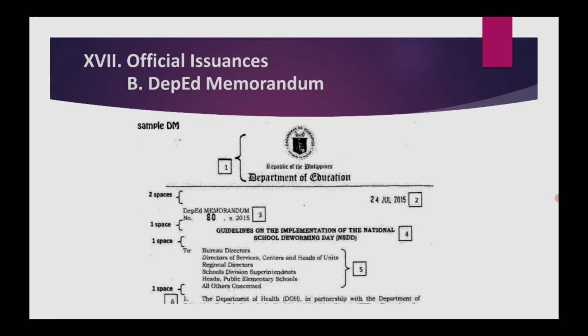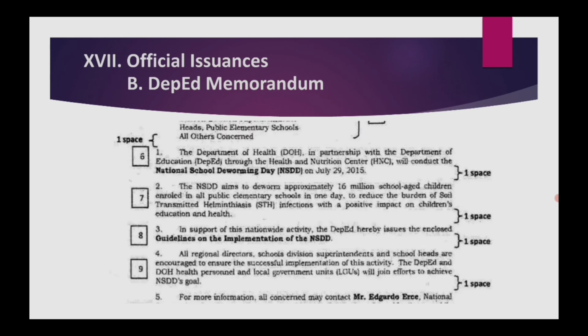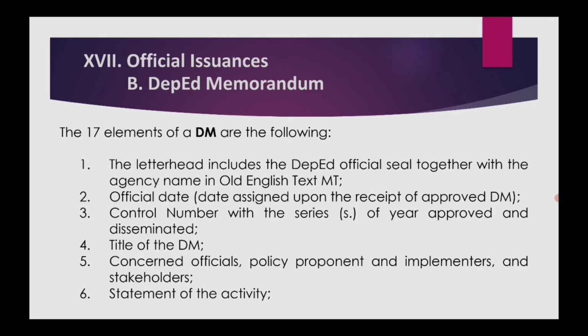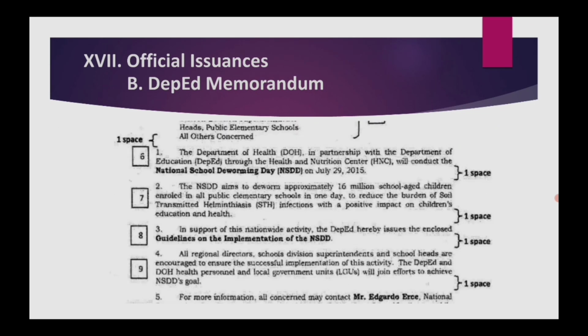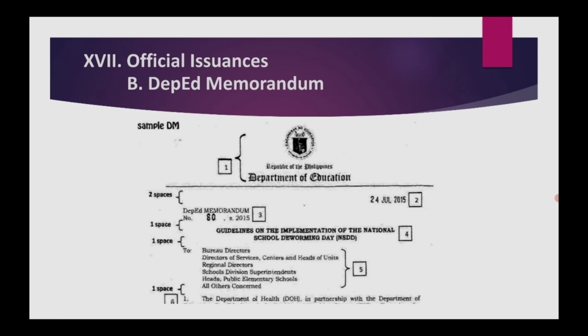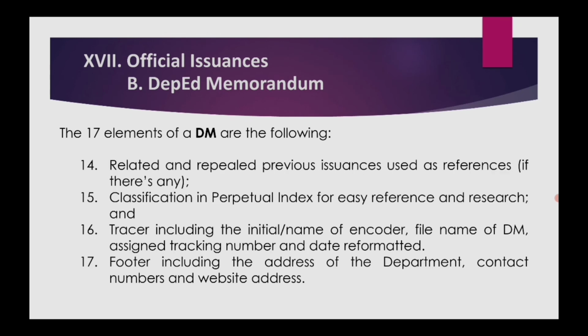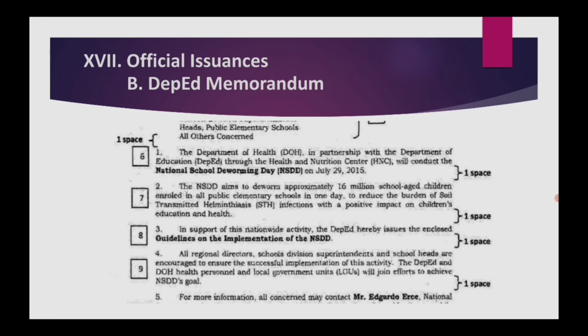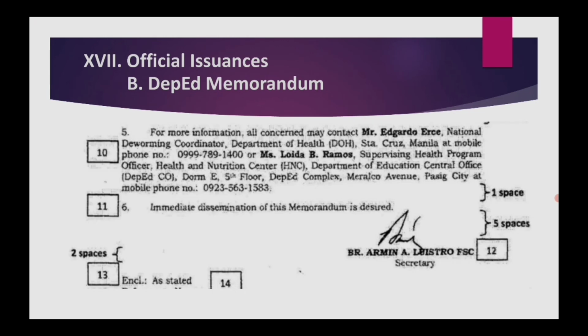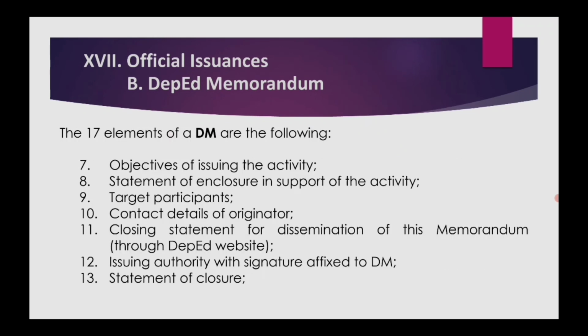So here we have the sample DepEd memorandum. You have the letterhead, the date, the issuance number, the title of the DepEd memorandum, the concerned officers, stakeholders, recipients. Let's just review: number 6 is the statement of the activity. Number 7 is the objective of the DepEd memorandum. Number 8 is the statement of inclusion in support of the activity. Number 9 is the target participants. Number 10 is the contact details of originator.